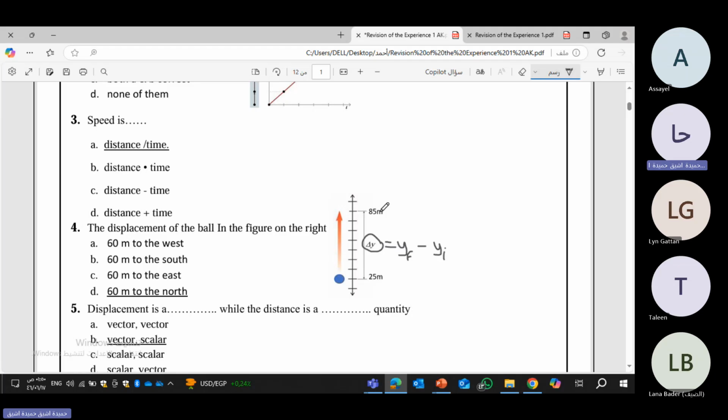So which one is the final? Actually, the head indicates the final. So this is final and this is initial. So 85 minus 25 will be 60. And don't forget, 60 with positive means to the north. I'm talking about the Y motion, so it's north, not south.